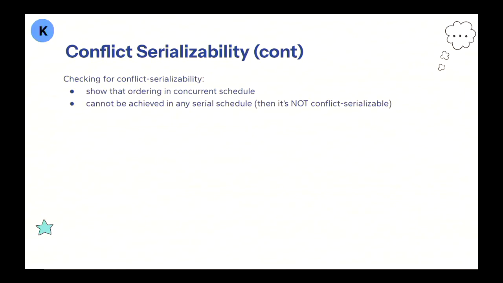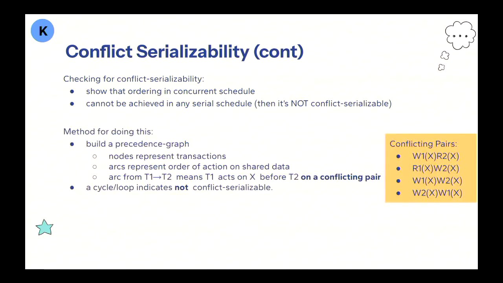Let's have a look at this algorithm. In order to check conflict serializability, we need to show whether the ordering in the concurrent schedule can be achieved in any serial schedule. If this concurrent schedule cannot be converted into any serial schedule, then it is not conflict serializable. It is not safe. How can we do this checking? The method is to first build a precedence graph. This is a graph made up of nodes and edges. The nodes are the transactions. The edges represent the order of actions on shared data.